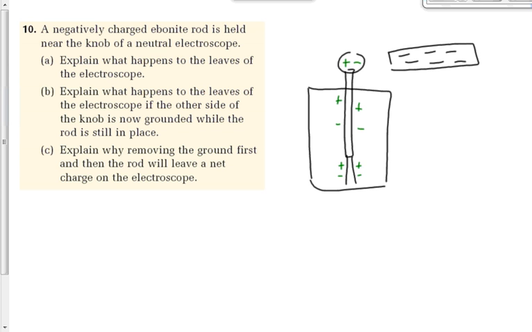Looks like this electroscope is neutral, right? In fact, all parts of it are neutral. When we bring the negatively charged ebonite rod nearby, what's going to happen? Well, what's going to happen to the protons, first of all? What's going to happen to the protons, Jazzy, in this neutral electroscope?